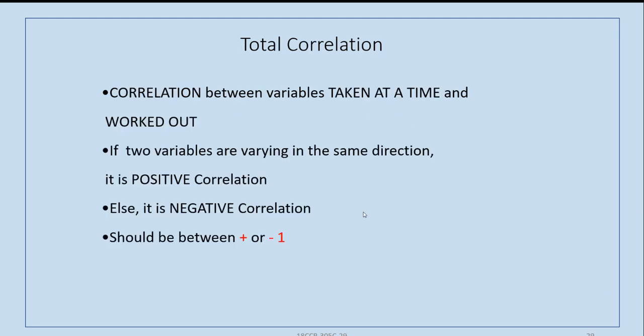Total correlation means the complete correlation between two variables taken at a time and worked out. If two variables are varying in the same direction, one is increasing and another is increasing, that is called the same direction. It is a positive correlation. Otherwise, it is a negative correlation. That is plus or minus. If two are increasing, plus. If two are decreasing, minus.